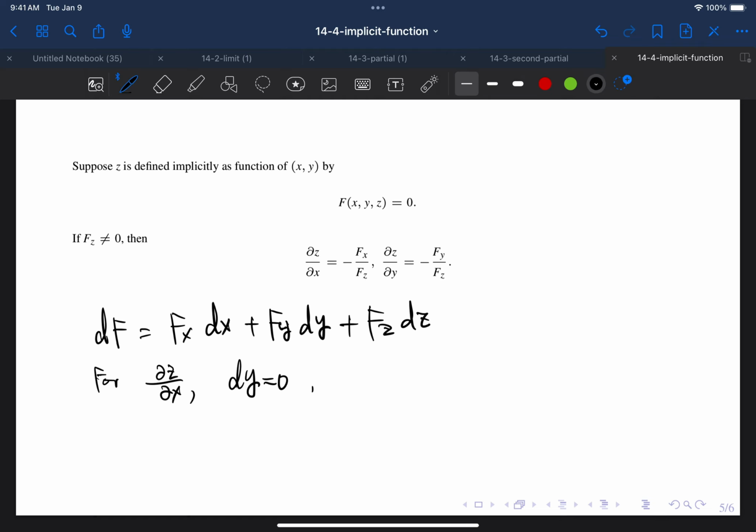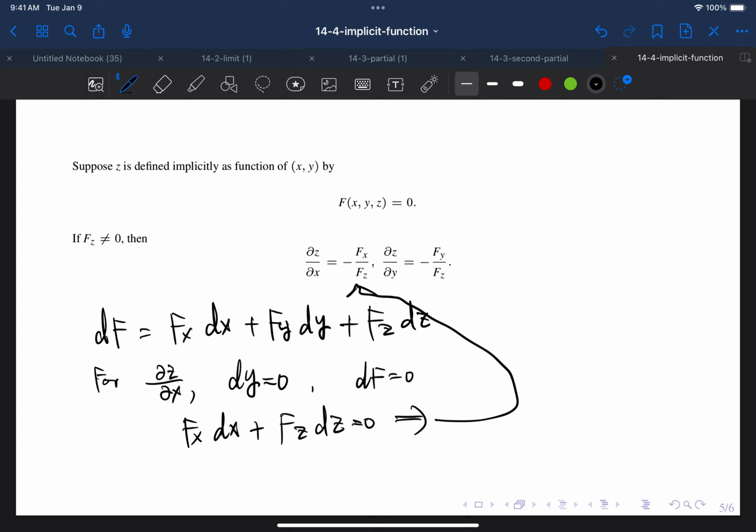That means df equals 0. So df equals 0, and we can write this out, and this result concludes the first formula. The second formula is similar. And always we want to avoid a 0 denominator by imposing this condition.